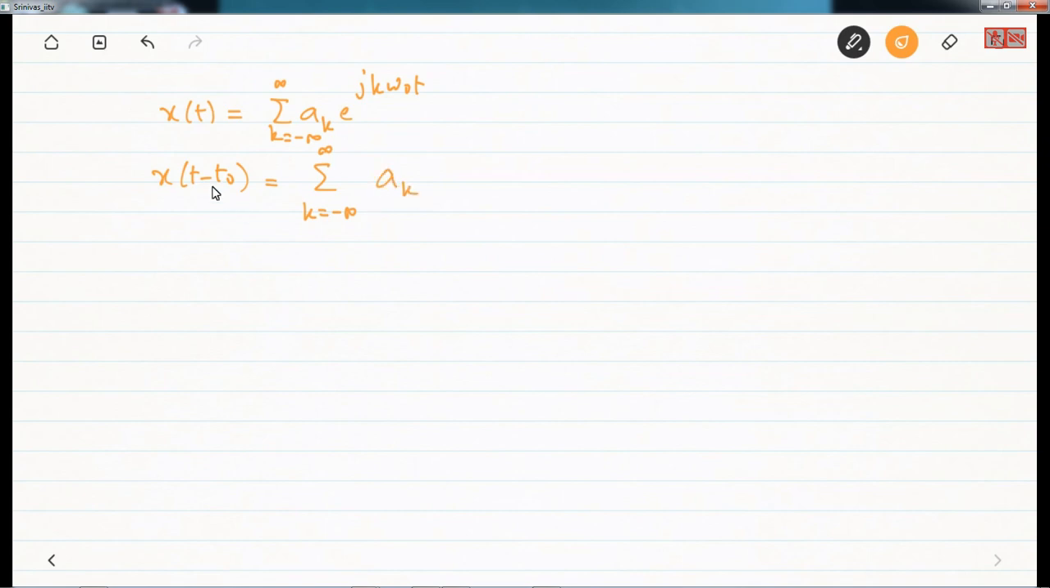And simply in place of t, I should put e power j k omega naught. In place of t here, I should put t minus t naught, right? Because here t got changed from t to t minus t naught. Here also t should get changed from t to t minus t naught.